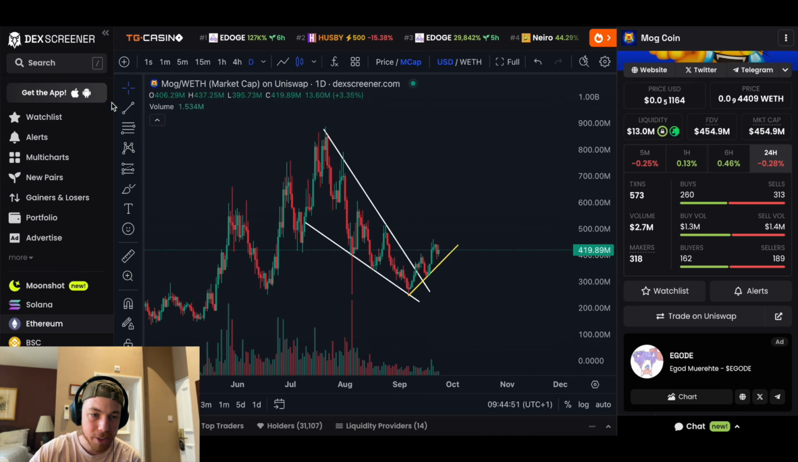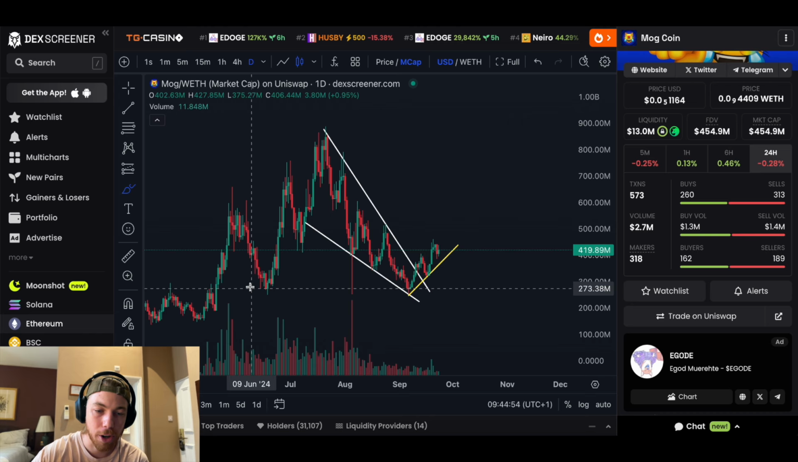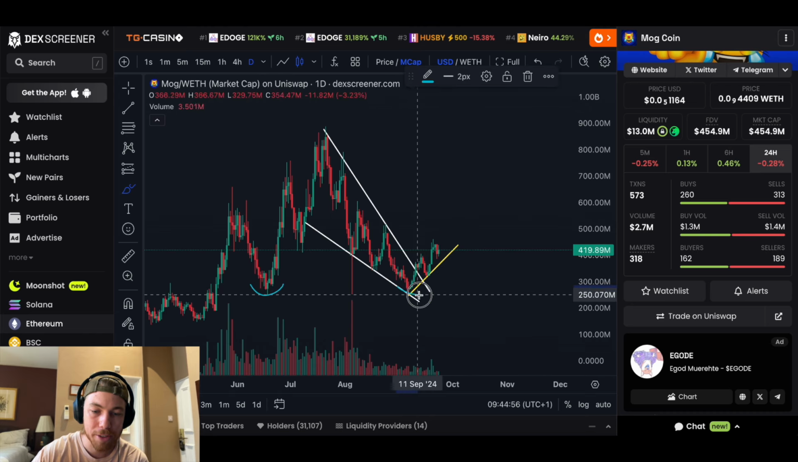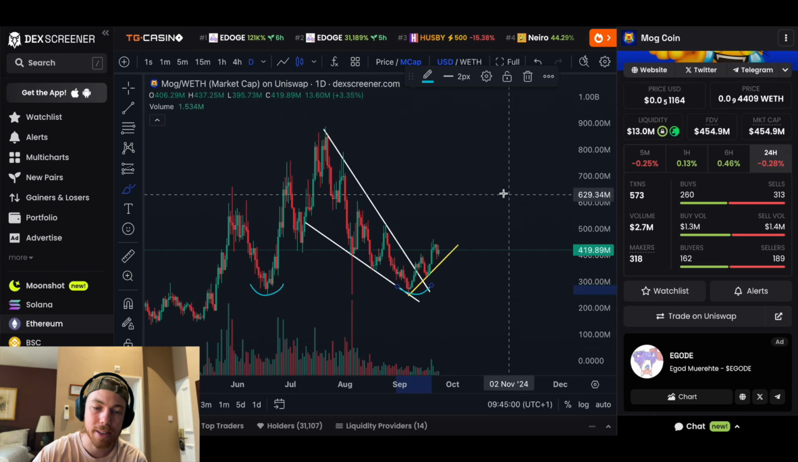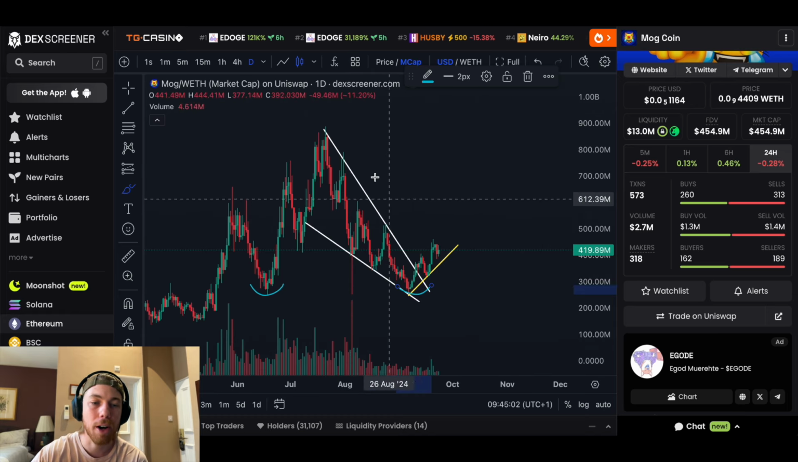Now, lastly, guys, we can see that this has set a macro higher low. So there's the low there. We have set a macro higher low, only just, but that is a great double bottom signal for me on a macro higher time frame as well.